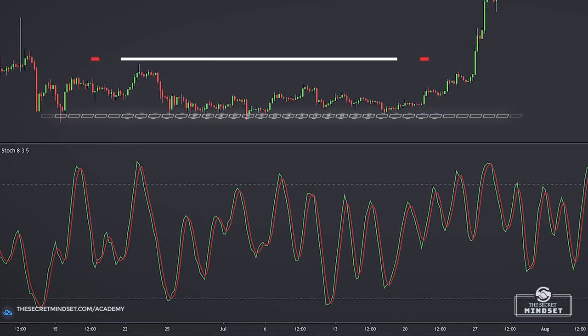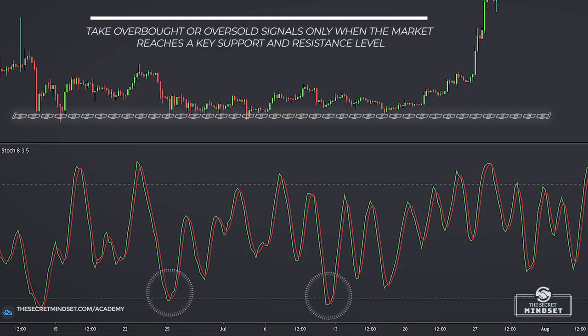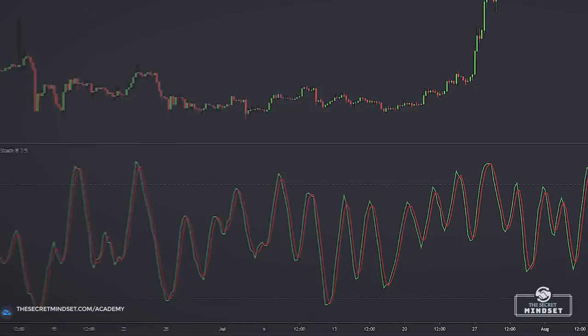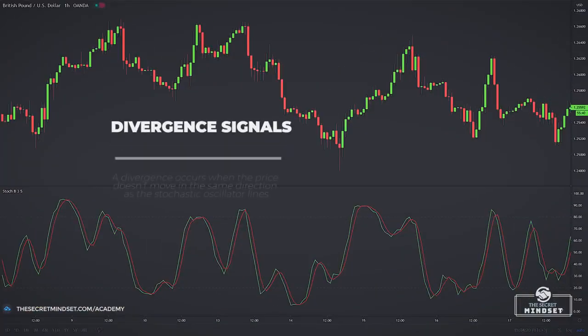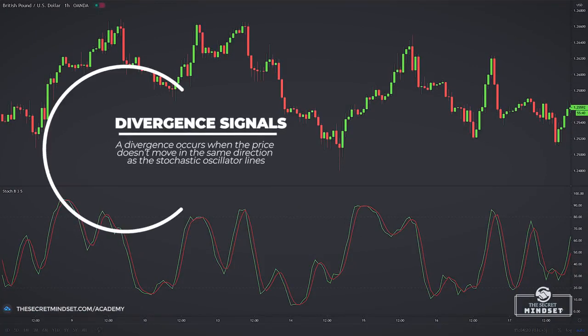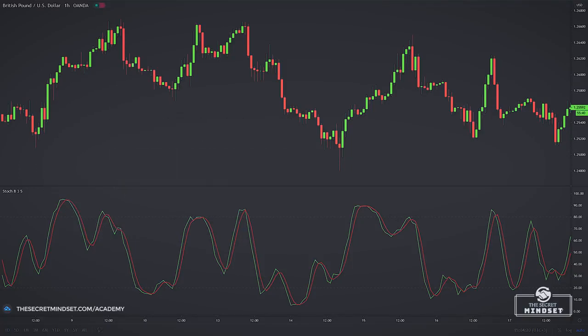I would take the overbought and oversold signals only when the market reaches a key support or resistance level, and even then I would be careful with my position sizing. A better entry offered by the indicator is the divergence. You can spot a divergence when the price doesn't move in the same direction as the stochastic oscillator lines.